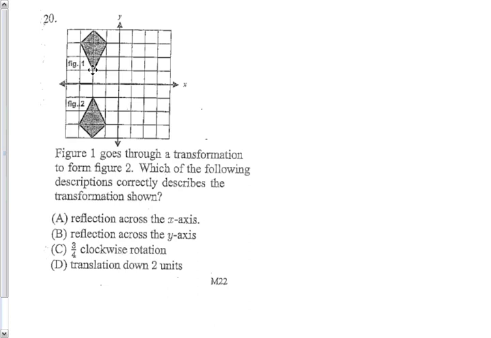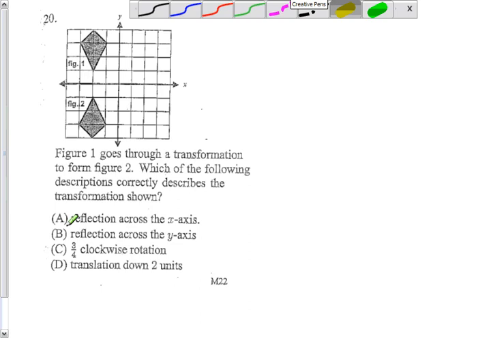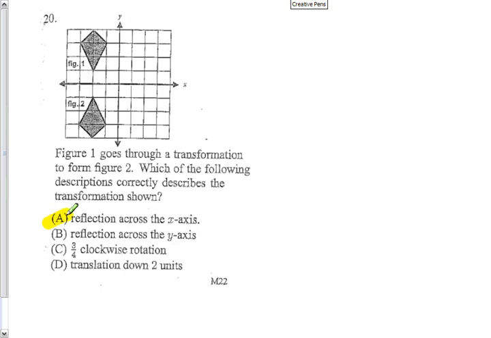And now we just need to determine, was it across the x-axis or across the y-axis? They label the axis for us, and we can see that the figure did not move across the y-axis. The figure, in fact, moved from quadrant 2 and flipped across into quadrant 3, so it went across the x-axis. And find our little highlighter pen over here, and the reflection was across the x-axis.